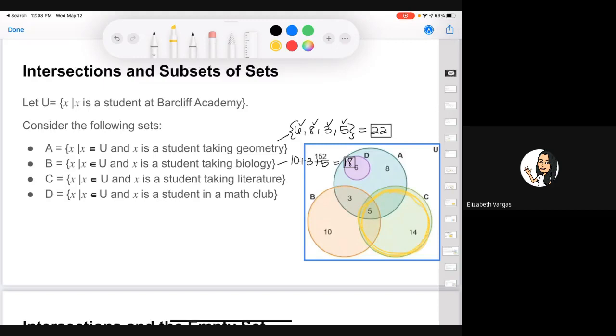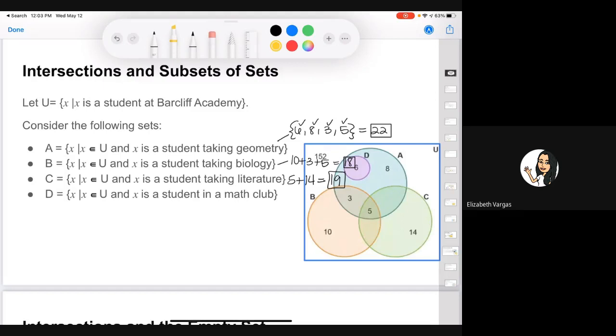How about C? We'll see, I notice I have 2 numbers in there. I have 5 and I have 14. So 5 plus 14. That tells me I have a total of 19 students taking literature.